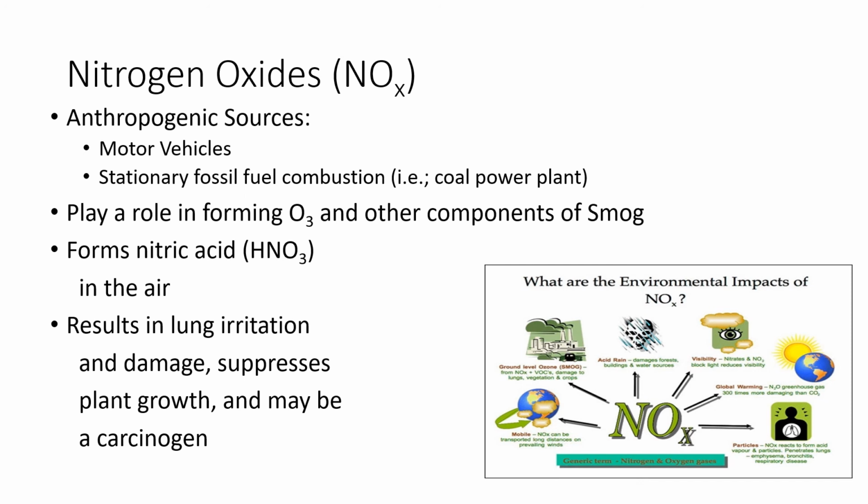Anyway, nitrogen oxides in and of themselves can do all kinds of things. It's a lung irritant, and this is kind of like, what is a human health effect of any kind of air pollution? Lung irritation. Boom, got it, done, right? So, stock answer. But basically, it can hurt your lungs, suppress plant growth, and then, of course, nitrogen oxides can be a carcinogen.